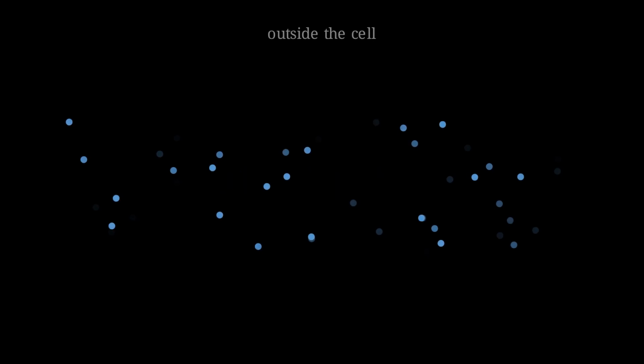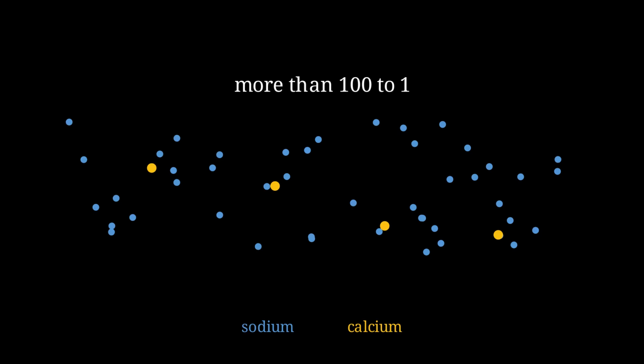Well, this channel has a hard job. Outside the cell, there's a lot more sodium compared to calcium. Sodium even outnumbers it by more than 100 to 1. And another problem is that sodium is the smaller ion. So a plain calcium-sized hole will not cut it, because it would let far more sodium through than calcium. To solve all of this, we have to have selectivity, which we can achieve with binding.